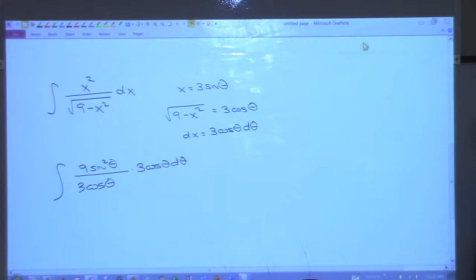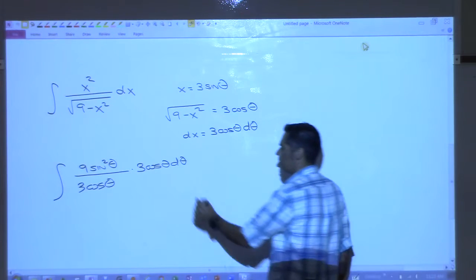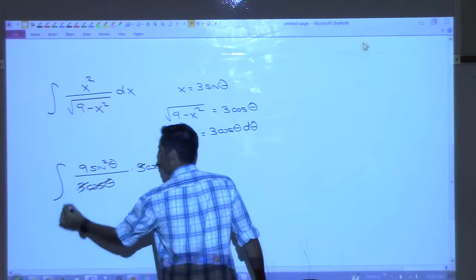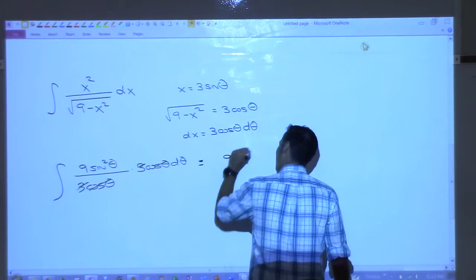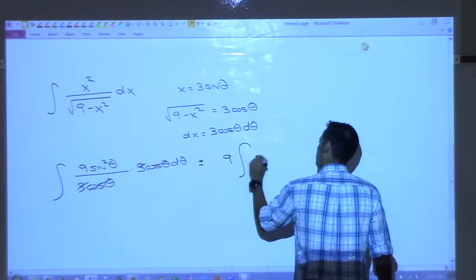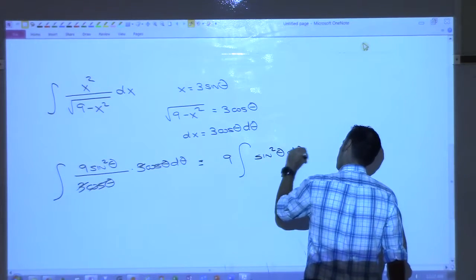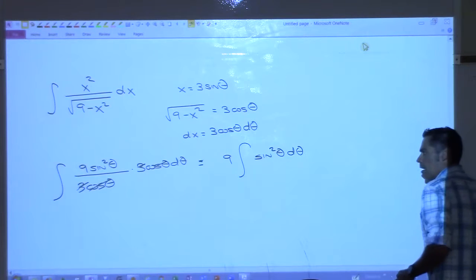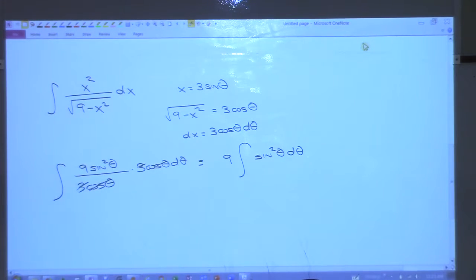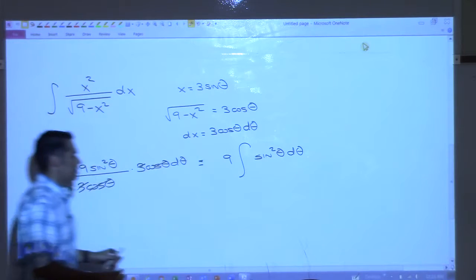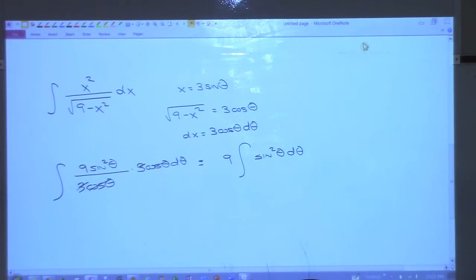And now some pretty nice things happen, right? Cosine theta cancels, 3 cancels. So 9 can come out, sine squared theta d theta. And that, drum roll. Jace, you're up. How do we do that, Jace? Yes, how? How do you do the antiderivative of sine squared, Jace?